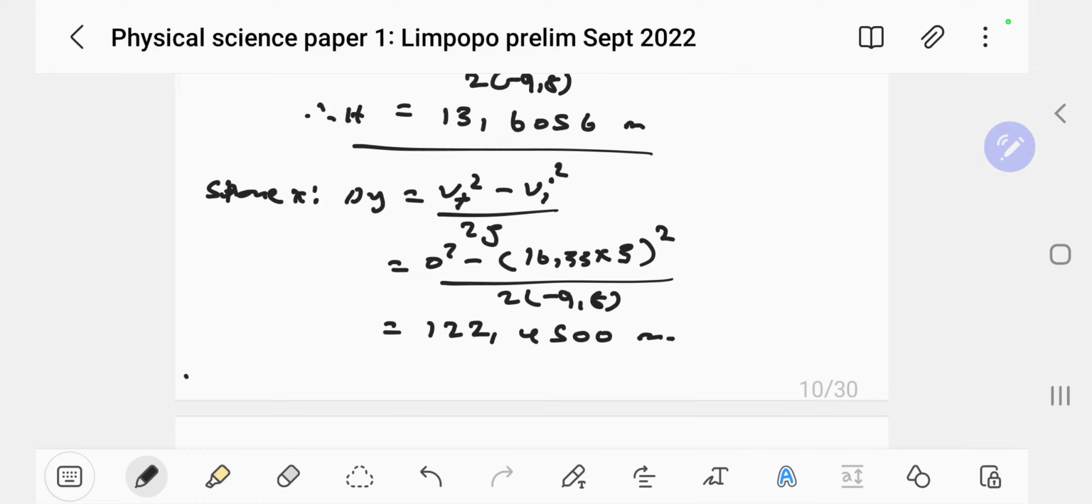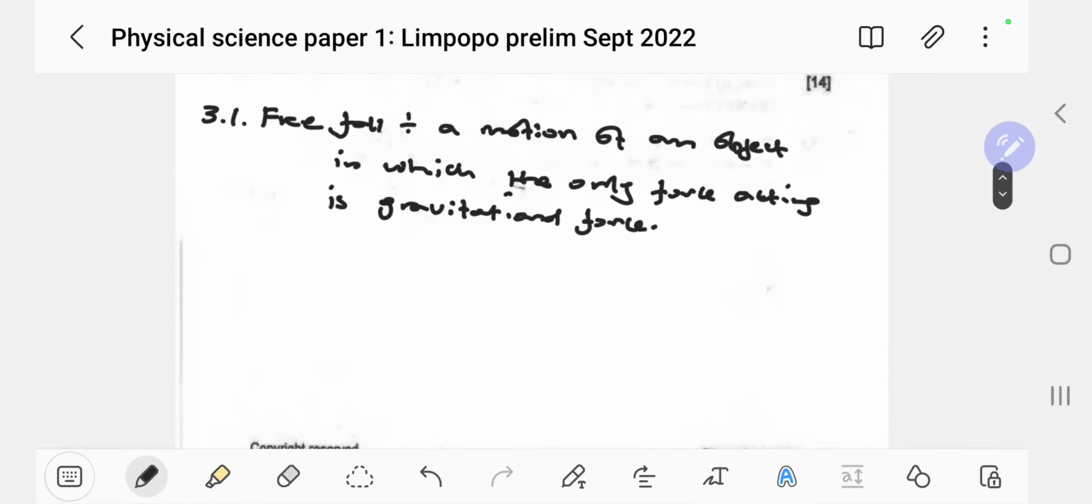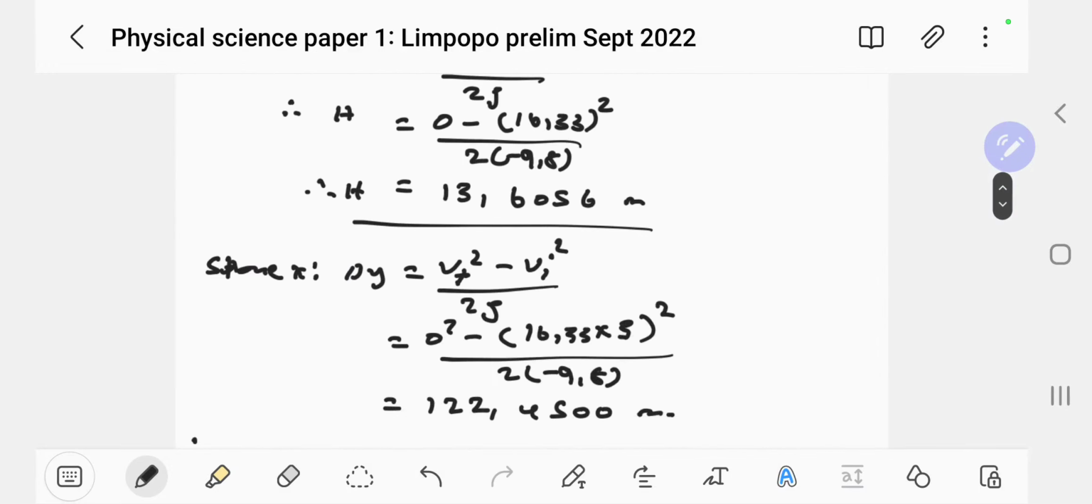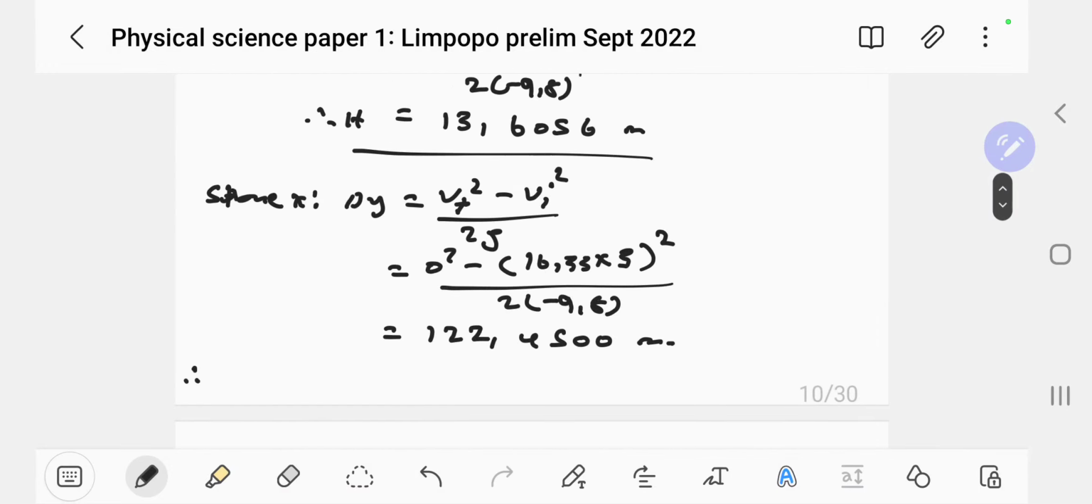And then the last thing that we need to do, looks like the space is getting crowded. What were they saying? They are saying we need to show this calculation in terms of h. So we can say therefore delta y for our stone X is going to be 122,4500 divided by that one, which is 13,6056. Let's see what that ratio is going to give us.